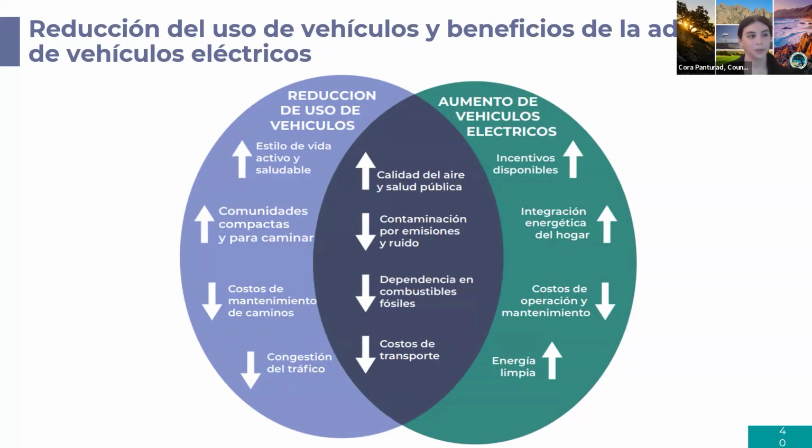EV adoption similarly helps reduce those transportation costs and dependence on fossil fuels. And there are many incentives available to further decrease costs for electric vehicles. You're able to better integrate that into home energy kits. There are bi-directional chargers available on the market so that if you have a solar system, you're able to use your car as a battery and maintain a more resilient home during those public power safety shutoffs. And we have reduced operation and maintenance costs, and we're able to use clean energy with an EV.